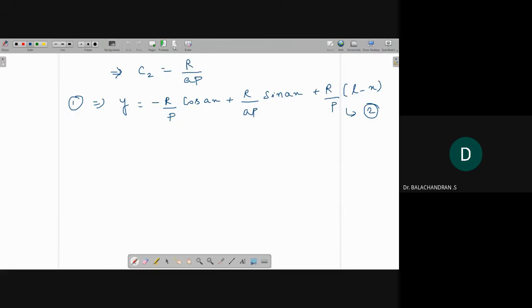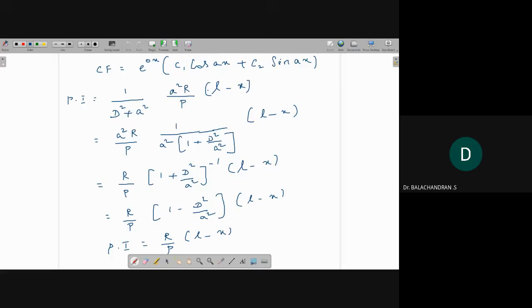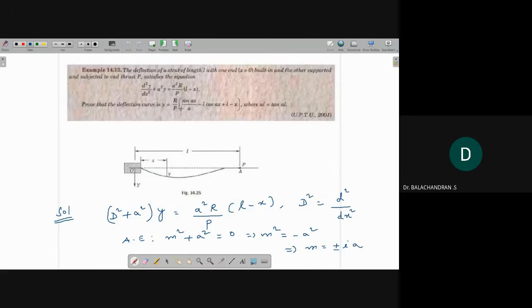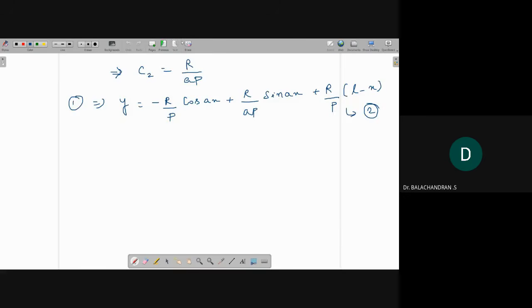So now, what are they asking? Suppose they're asking like this, we know that we need to do up to this step, but they're asking to prove that the deflection curve is y equals R by P in this form. So here also you have L cos ax, L minus x. This is the indicator that we need to use the boundary condition at x equal to L.